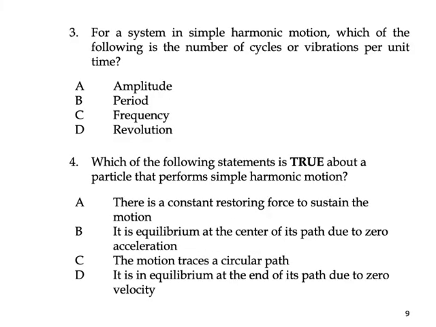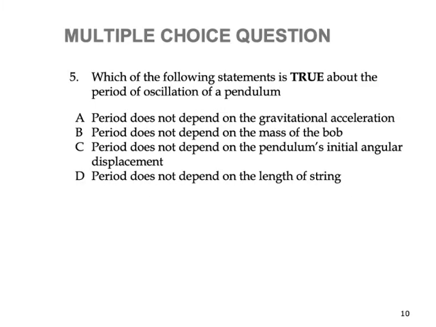Third question, for a system in simple harmonic motion, which of the following is the number of cycles of vibration per unit time? The answer is C, frequency. Fourth question, which of the following statements is true about a particle that performs simple harmonic motion? The answer is C. The motion traces a circular path. Last question, which of the following statements is true about the period of oscillation of a pendulum? The answer is B.